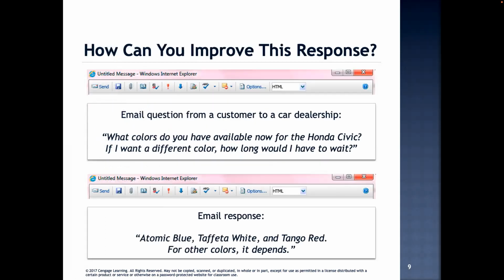We're going to figure out how to improve this email response. So the question from a customer to a car dealership was, what colors do you have available now for the Honda Civic? I want a different color. How long would I have to wait? And their response was just atomic blue, taffeta white, and tango red. For other colors, it depends. How could we improve this response? If you need to write it down, but with the people next to you for the next couple of minutes, figure out how you could improve that email response.